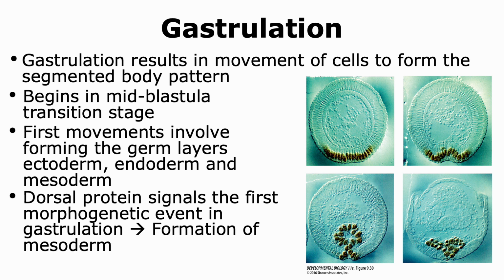A protein called dorsal is expressed in the vegetal part of the embryo, and this protein signals the first morphogenetic events in gastrulation. The cells that express dorsal undergo invagination, as shown in the figure in the blue box, and this invagination results in the inward movement of cells and the formation of the mesoderm.